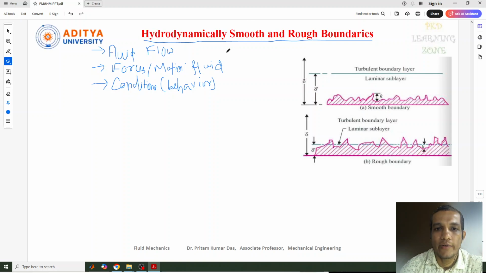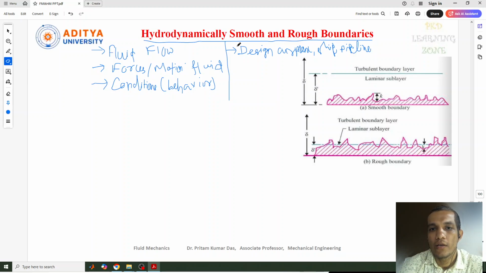In this study we also have different applications, and without an application nothing will be accepted. In engineering, suppose you design ships, airplanes, or pipelines, the fluid will be flowing through these things. This is the engineering application I'm telling you about.